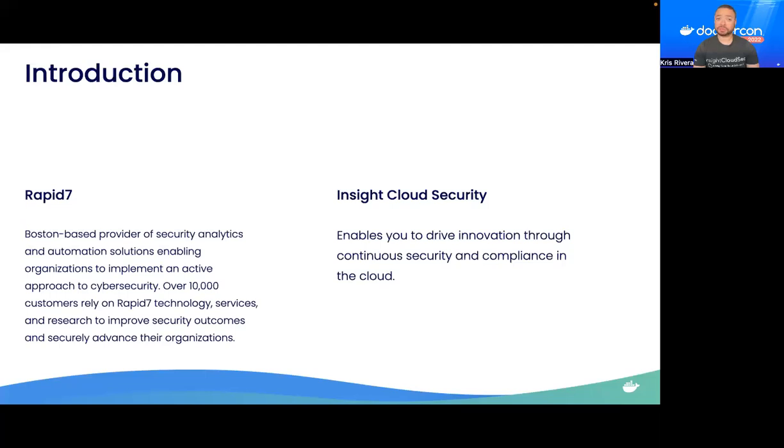So, as an introduction, Rapid7 is a Boston-based provider of security analytics and automation solutions, enabling organizations to implement an active approach to cybersecurity. In general, Rapid7 helps organizations innovate and accelerate securely. Over 10,000 customers rely on Rapid7 technology, services, and research to improve security outcomes and securely advance their organizations. With Inside Cloud Security, or Inside Cloud Sec for short, we enable you to drive innovation through continuous security and compliance, all in the cloud.